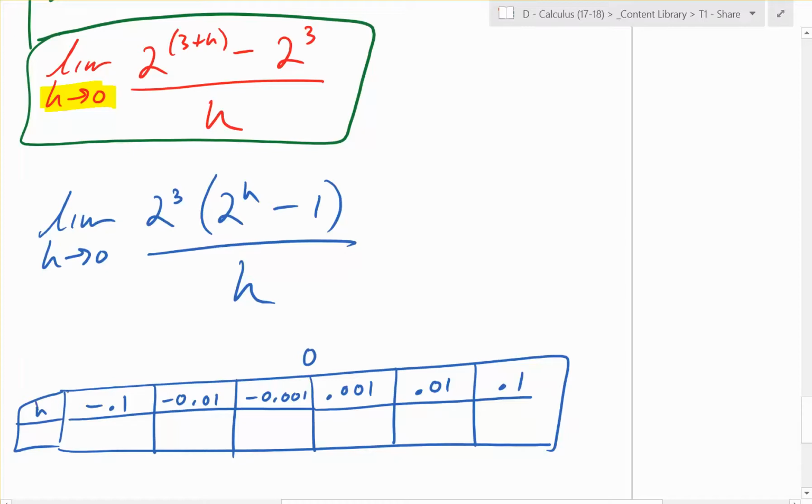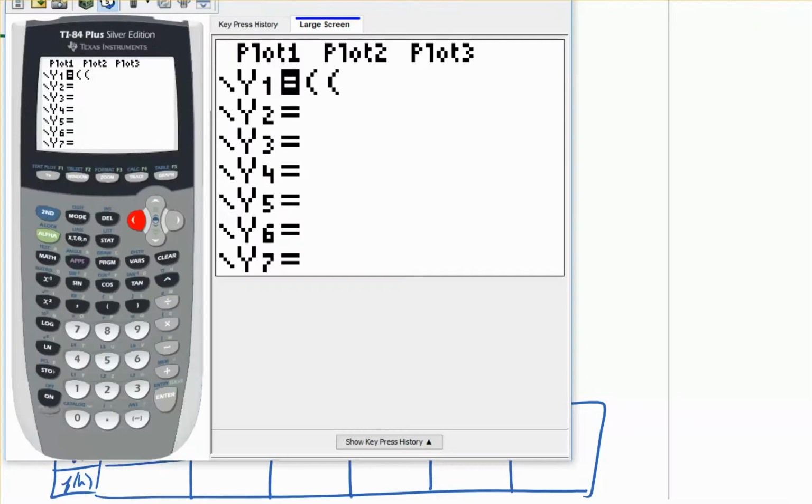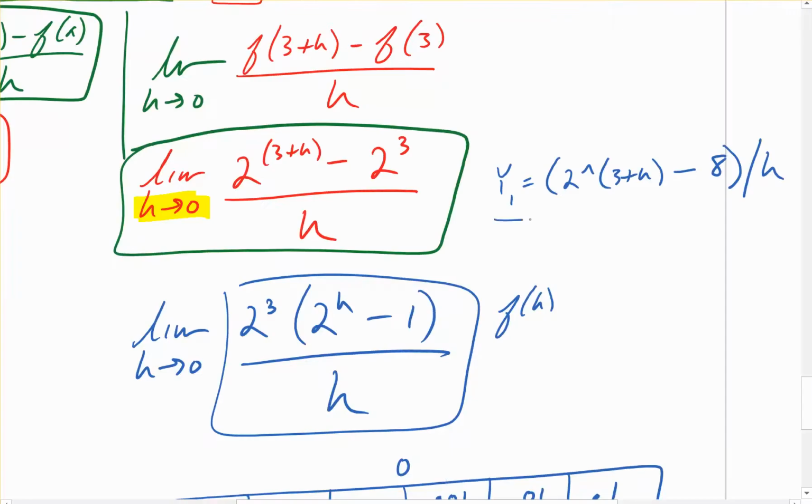And the function is f of h, the function in terms of h. So now we need to use our calculator to do this. You just have to be very careful about plugging in the function properly into y1. If you write it out in one line, make sure you use the proper number of parentheses. Remember, 2 to the third is 8.